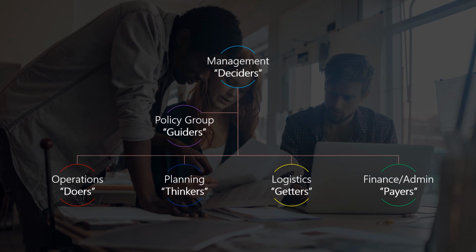Now below that, you have the operations section, which are the doers. You have the planning section, which are the thinkers. Logistics are the getters. And your finance admins are the payers.